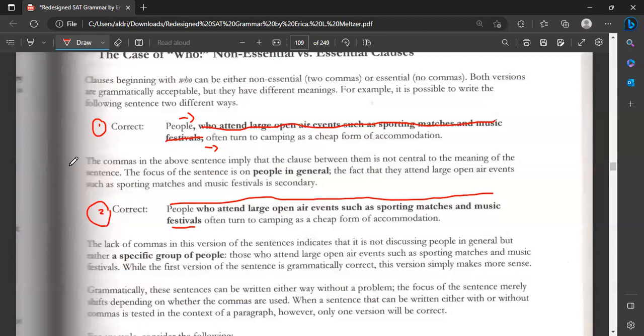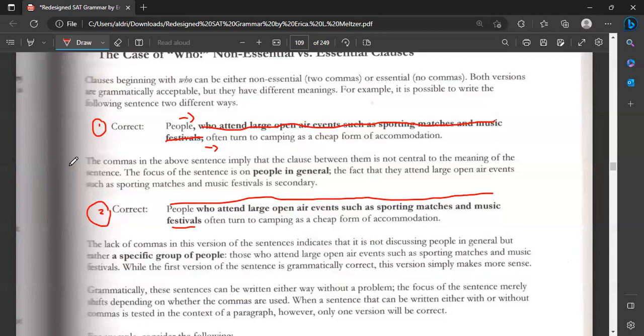Yeah, it makes sense. All right, awesome. So that's with the case of "who." I have a question. Oh yeah, okay. Sir, for the second one, how do you know the non-essential clause without the comma sandwich?